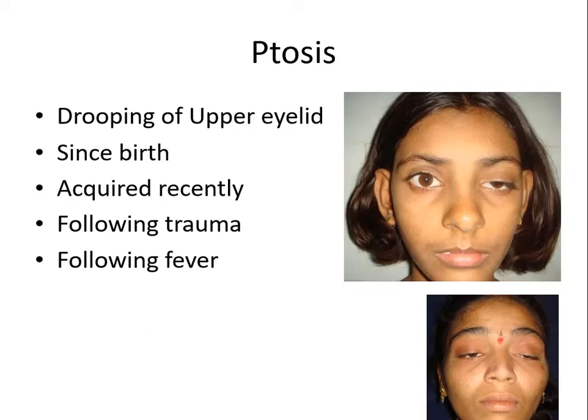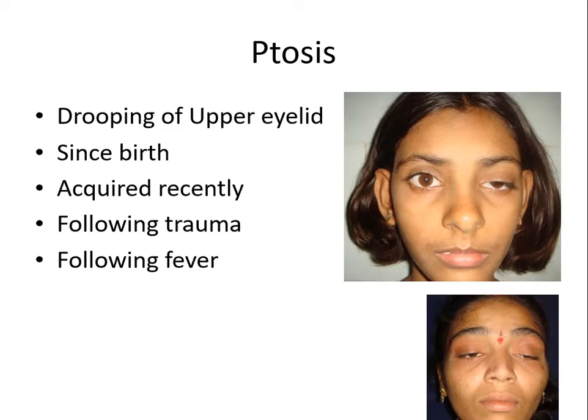And ptosis can be unilateral or bilateral. As you can see in the picture above, it is left eye upper eyelid ptosis, whereas the picture below shows bilateral ptosis. Both upper eyelids are drooping.